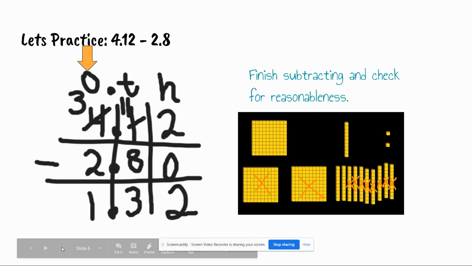Last but not least, we move to the wholes. We have 3 wholes left, 3 whole dollar bills left, and we have to take away 2 wholes. 3 minus 2. I think y'all can do the rest. And we are left with an answer of $1.32. Or, if we use place value notation, 1 whole and 32 hundredths.